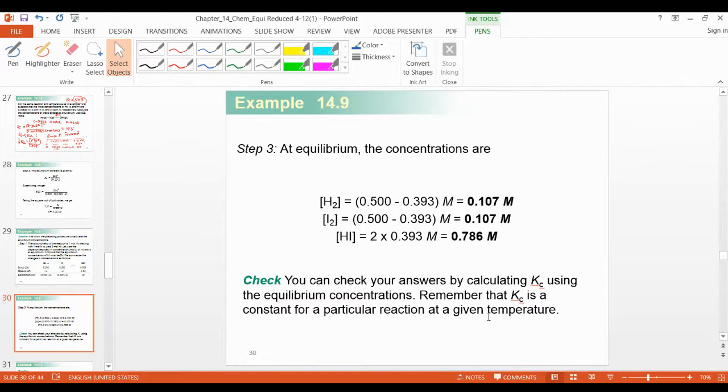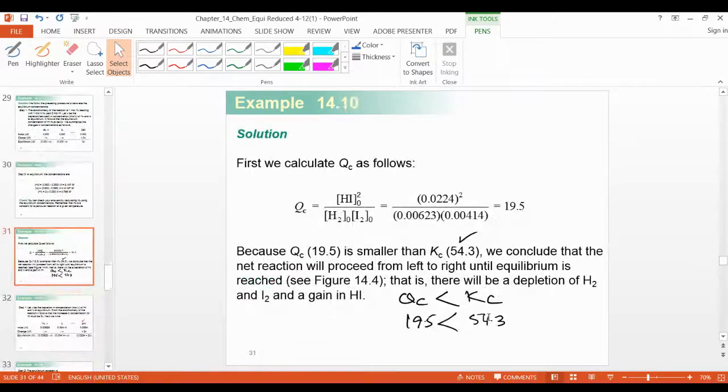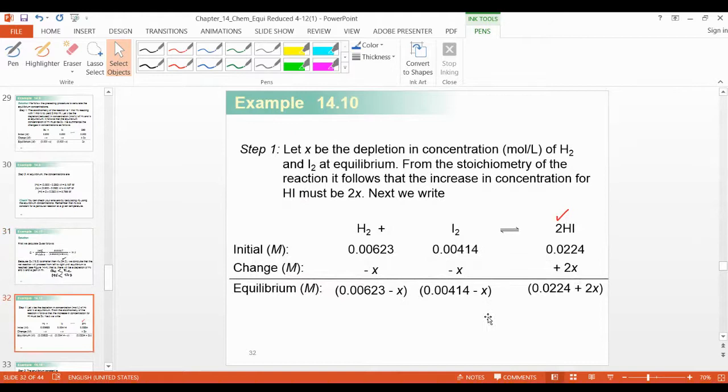You put this x value into the equilibrium position. What is equilibrium? It is x minus 0.393, 500 minus x, 500 minus x, and 2 times 0.093. This is the equilibrium condition. Then you put in all the concentrations and calculate. Look at the initial and the change: whenever there is a coefficient before the compound, you should write 2x for the number of moles, so don't forget that.